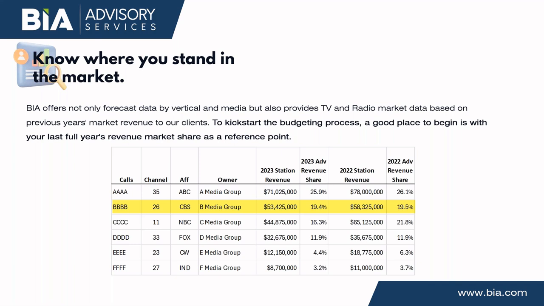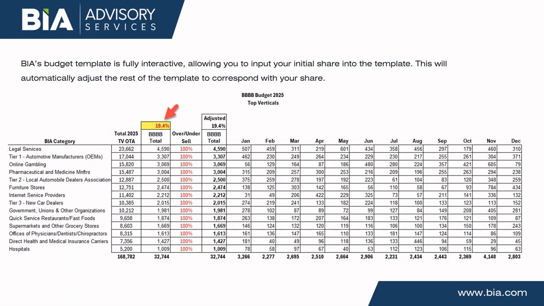As you begin to build your budget for the upcoming year, as an example, here we will use station BBBB, which controlled 19.4% of the TV market in 2023. And next slide. Christina will talk about this more in a minute, but let me show you how you can use BIA data to set different expectations for your budget.